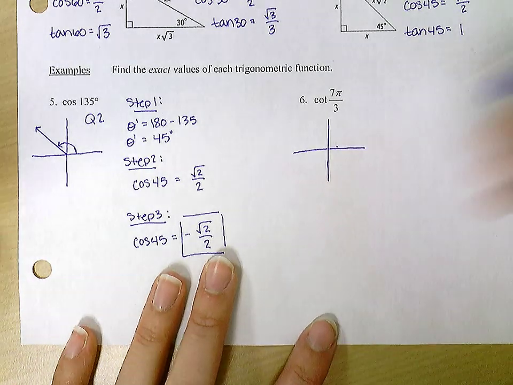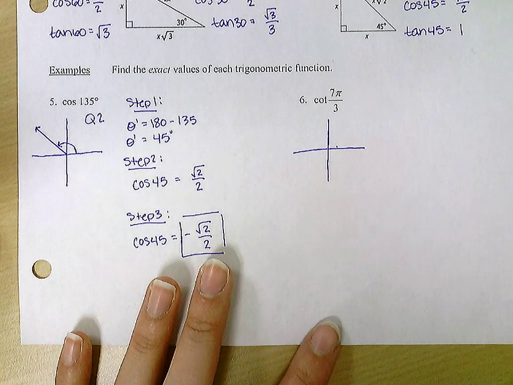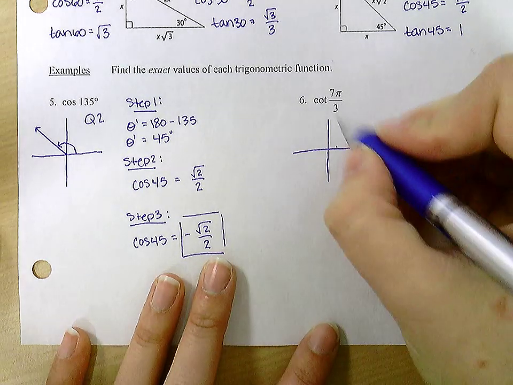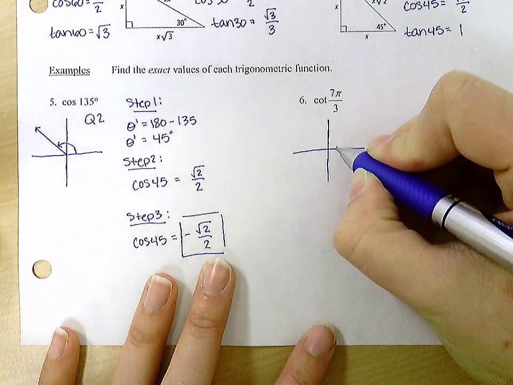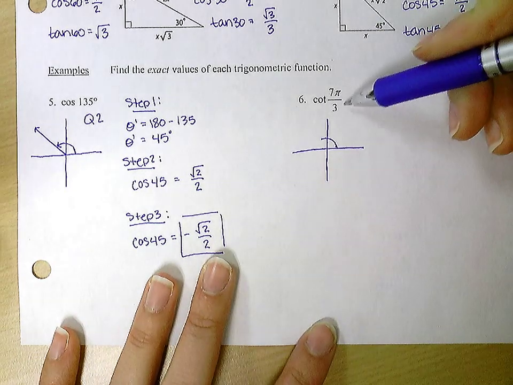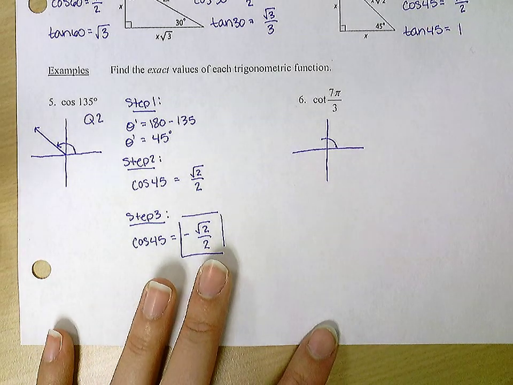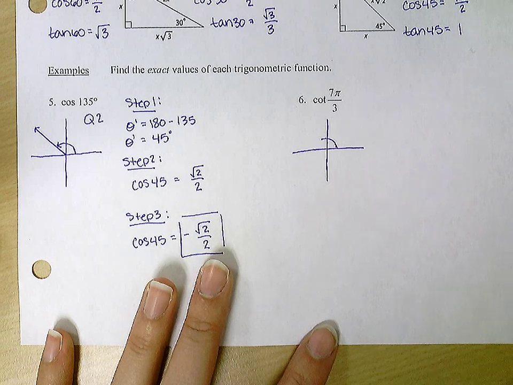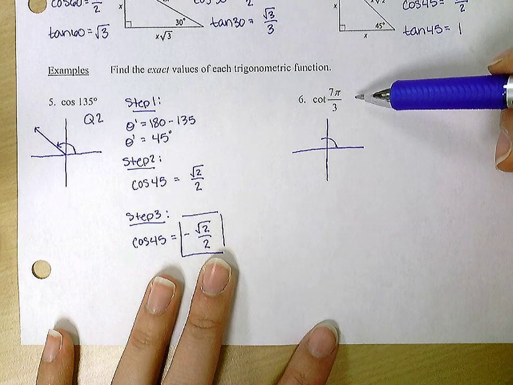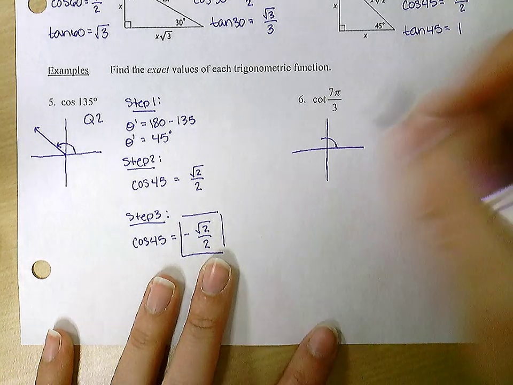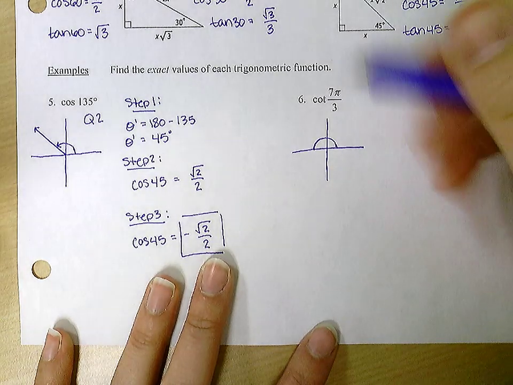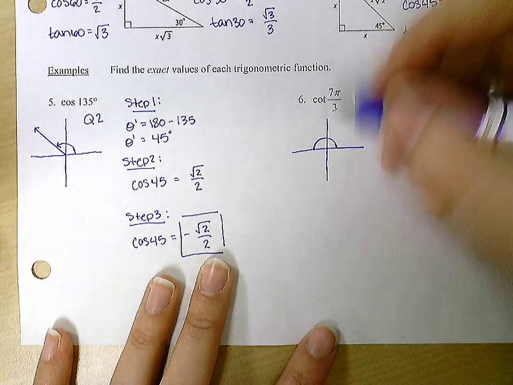So 7 pi over 3 is greater than pi over 2. Okay, so I have to go past that. Is 7 pi over 3 greater than 1 pi? Yes, because 1 pi would be 3 pi over 3, right? And 7 pi over 3 is way greater than 3 pi over 3. I do have to keep going.